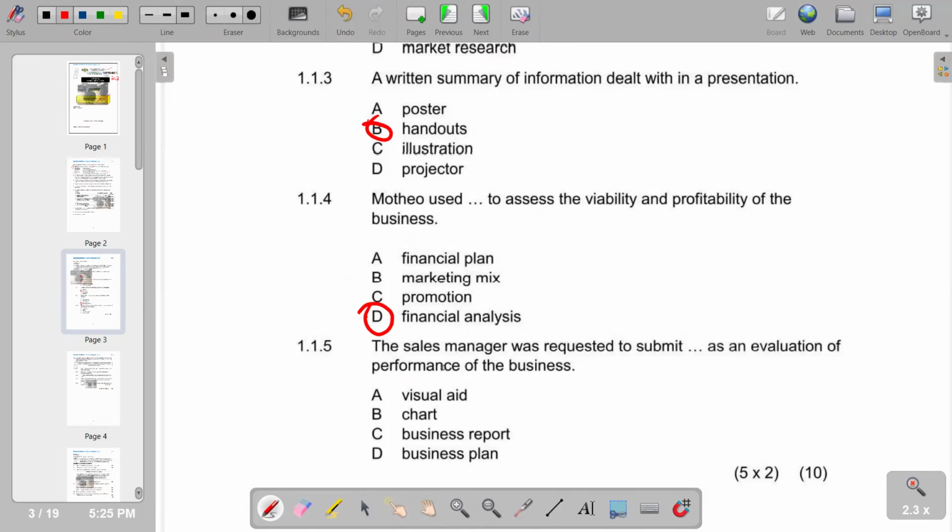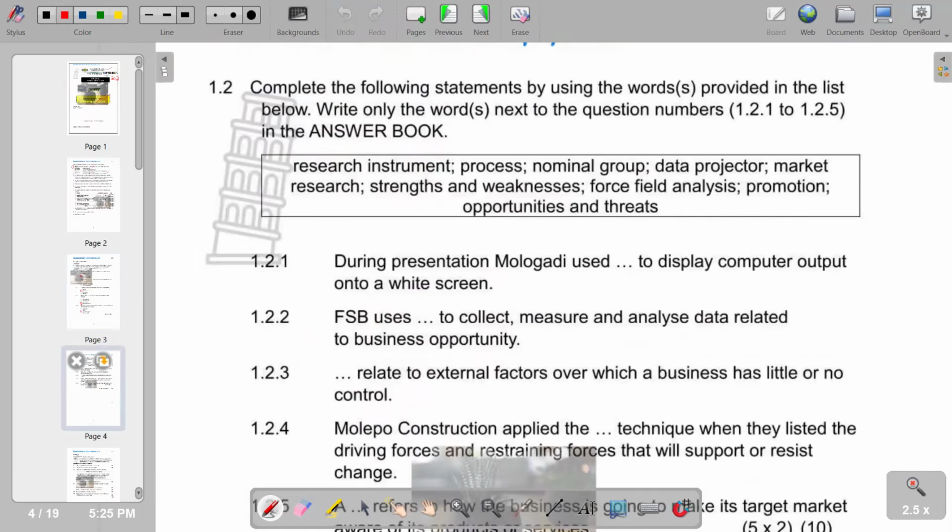Number 5: the sales manager was requested to submit data as an evaluation of the performance of the business. We have a visual aid, a chart, a business report, a business plan. The correct response is a business report. So we have C.